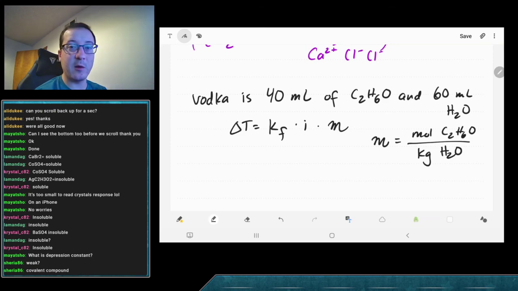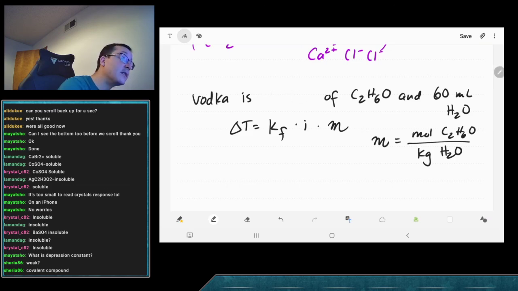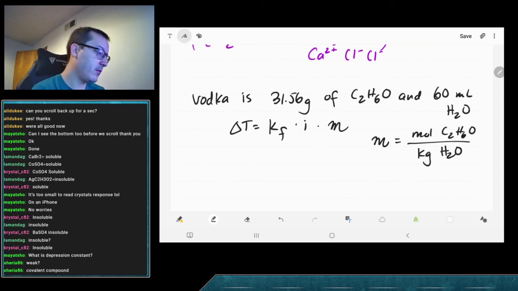I guess we're going to need one more piece of information here. Let me give you the grams of ethanol instead. Let me quickly do the math for us: 0.789. I'm going to make this a little bit easier on us, and since water's density is 1, we'll just make it that, so we don't have to do all these density calculations as well.